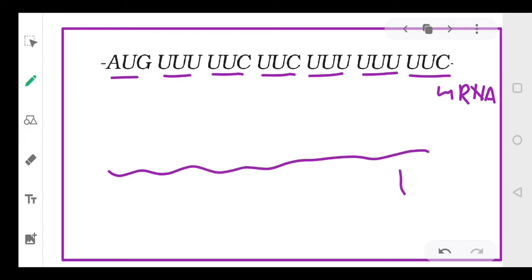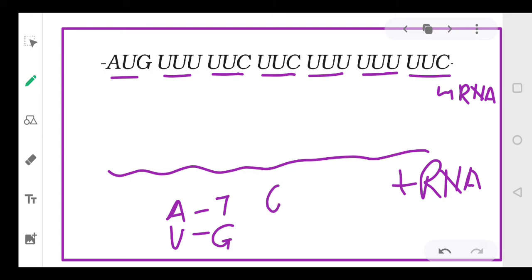Now suppose this is your sequence, right? The genetic code is non-overlapping, there is no comma, and it is universal. Now suppose this sequence is there on mRNA. Now try to find the anticodons on tRNA. Let's find the anticodons. What will be its anticodons on tRNA? We know A can pair with U, U can pair with A, and G can pair with U, isn't it? So two base pairs, they are 100% complementary.